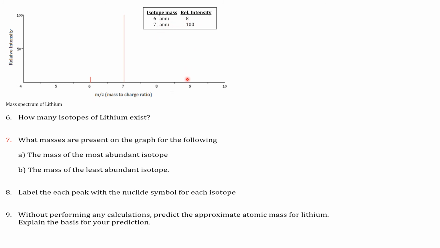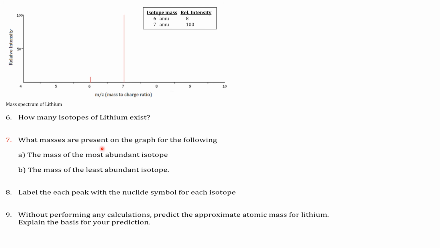So let's see the questions. The first question is, how many isotopes of lithium exist? We can see from this spectrum that there are two peaks, so lithium exists as two isotopes. And from this table also we can see that two figures are given. So there are two isotopes of lithium, one with mass number 6 and another with mass number 7.